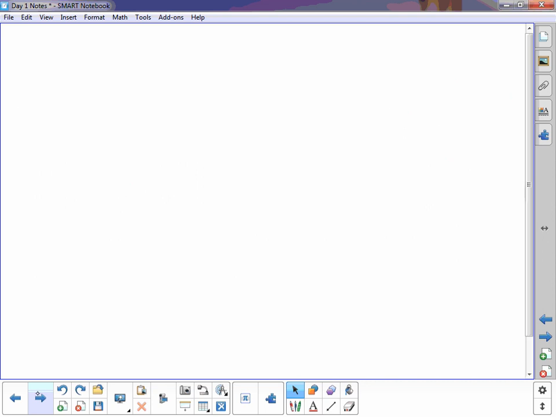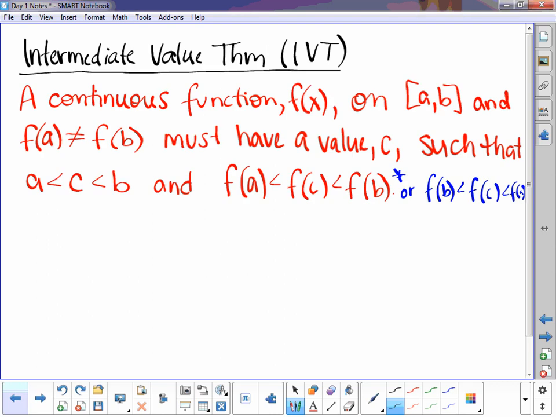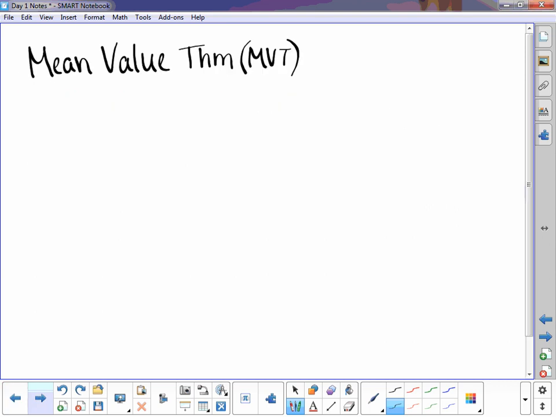Now, our mean value theorem, or MVT, is similar to intermediate in that it requires the function to be continuous. If we look at our intermediate value theorem, it had to be continuous with endpoints different heights. For mean value theorem, our function must be continuous, but also it has to be differentiable.